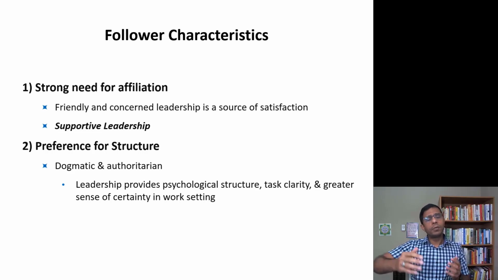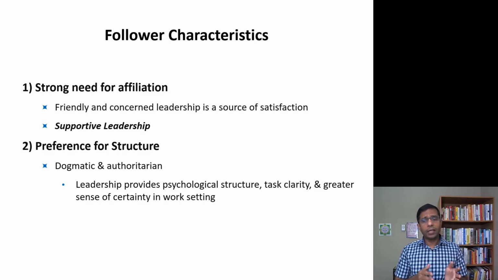The second point is preference for structure. People vary in their need for structure. Some people want everything to be structured. Everything should be clearly defined. If it isn't, it frustrates them. They get agitated. On the other hand, there are those people who thrive in chaos. Ambiguity doesn't bother them. So there is a preference for structure.